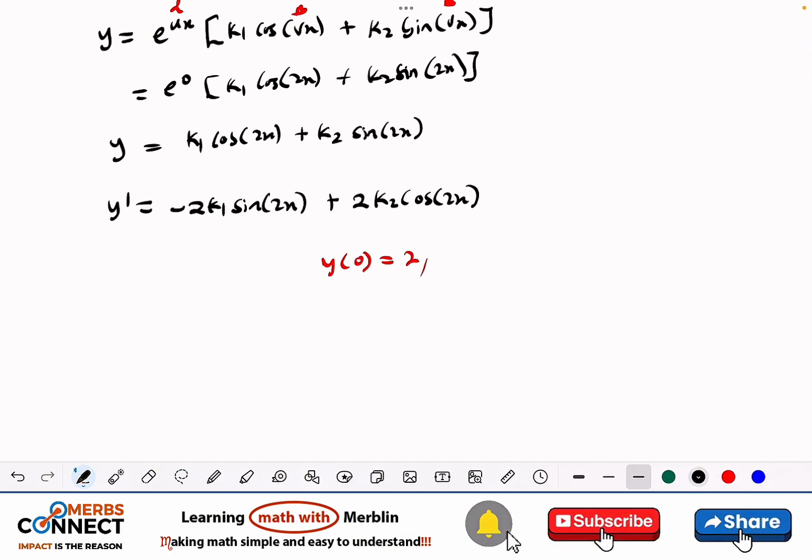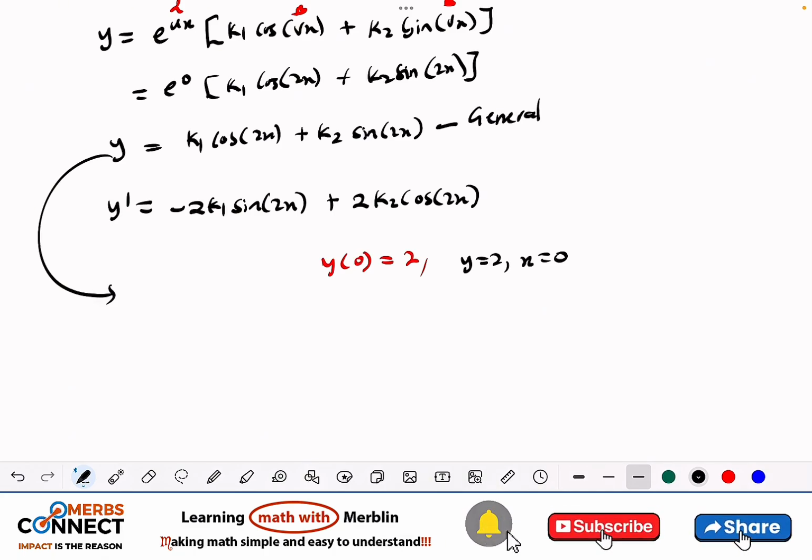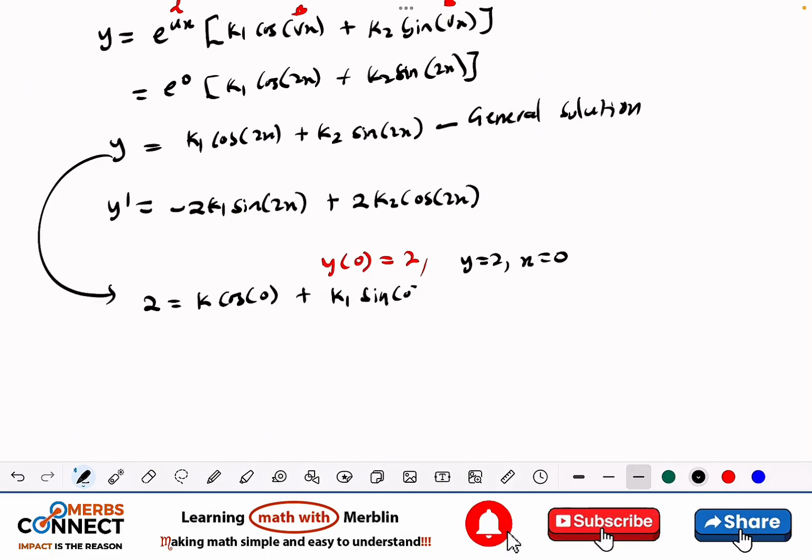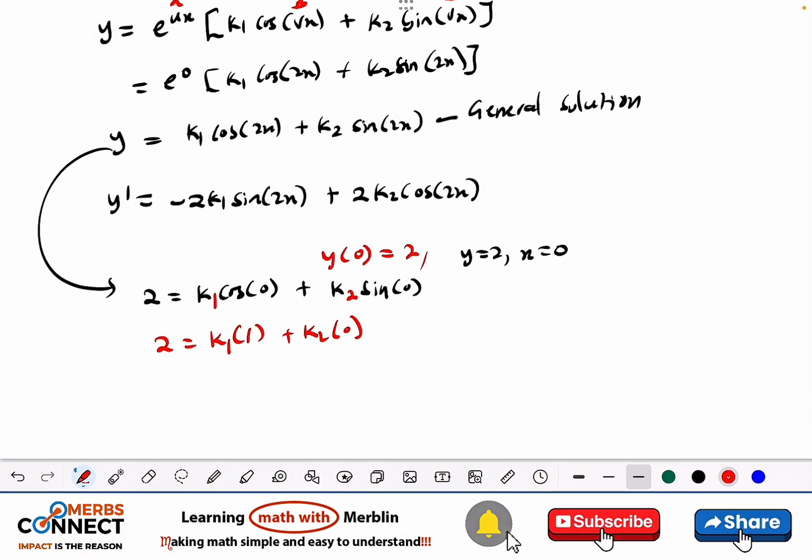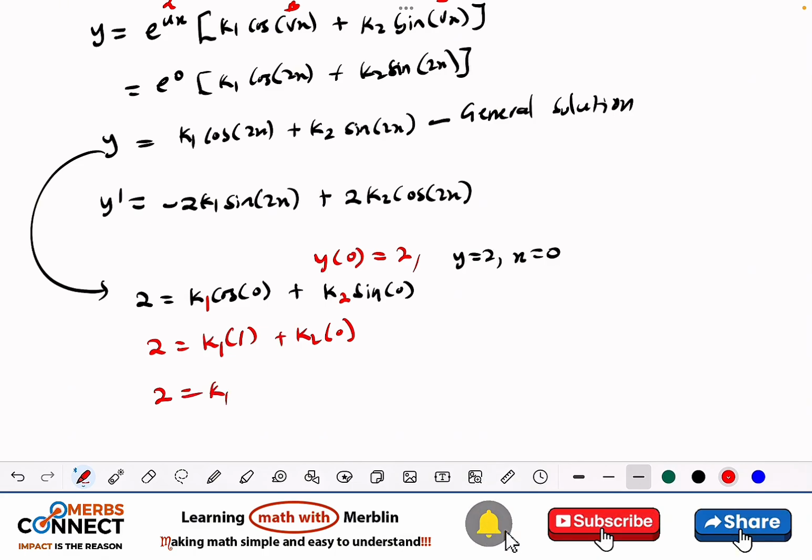So let's see, y is 2, x is 0. We are using the general solution. This is the general solution. I love second order homogeneous equations because they are very easy to go through. When you just practice, you will see that it's very, very simple to work with. So 2 is equal to k1 times 1 plus k2 times 0. Sine 0 is 0, so 2 is equal to k1.